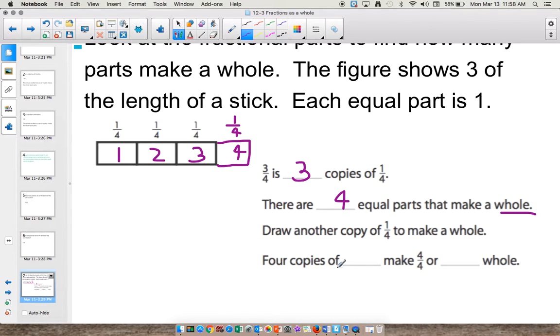4 copies of blank make 4/4. 4 copies of blank. So I have 1, 2, 3, 4. I have 4 copies. Oh, I have 4 copies of 1/4. 1/4, 2/4, 3/4, 4/4. So I need to write 1/4 right here. Let's see, 4 copies of 1/4 make 4/4 or blank whole. I hope you know what I'm going to write here. 1 whole.